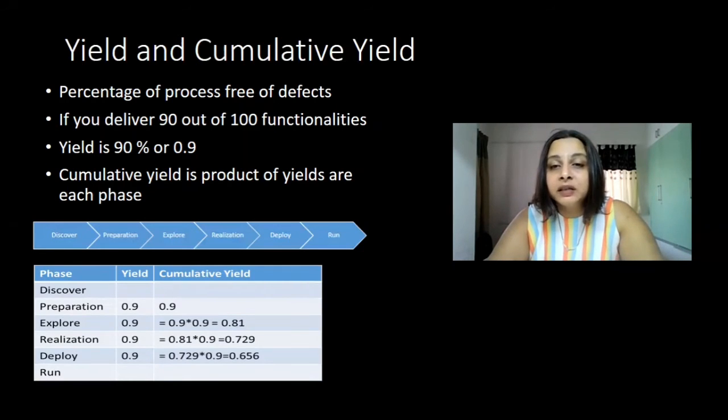So if you see, there is a ripple effect. Whatever technical debt you generate in each phase keeps on accumulating and reduces your overall cumulative yield, and that is what SAP targets, to reduce this technical debt by implementing some best practices. So what are those two best practices which they have implemented? We will have a look into it.